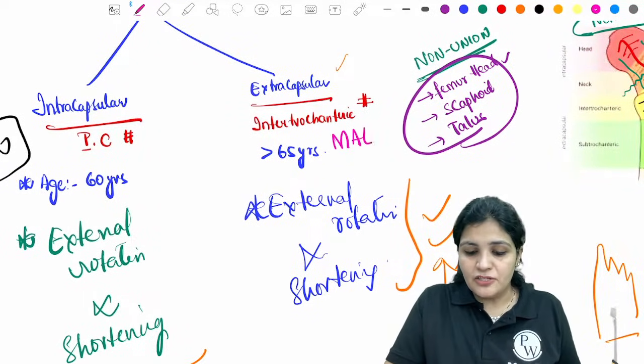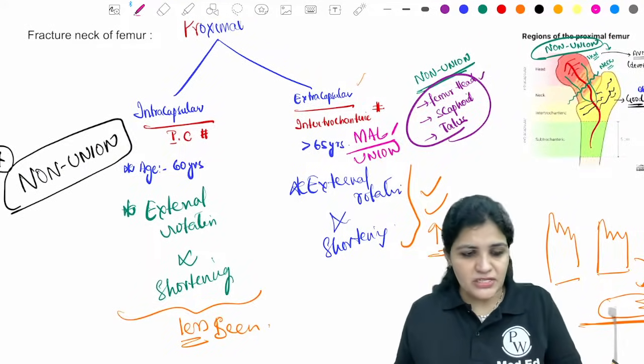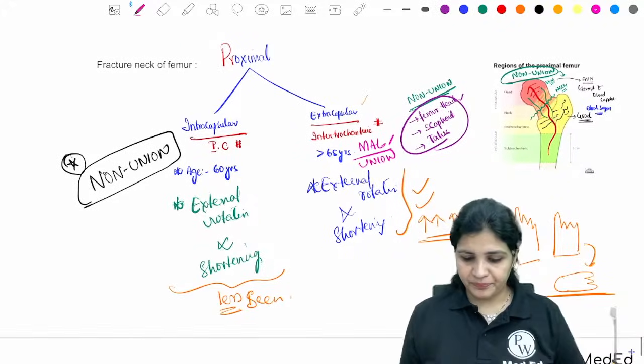So this will result in non-union, but for the IT fracture, the most important thing you have to remember is this will result in malunion. So there is a malunion here and there is a non-union here. So this you have to remember, right?